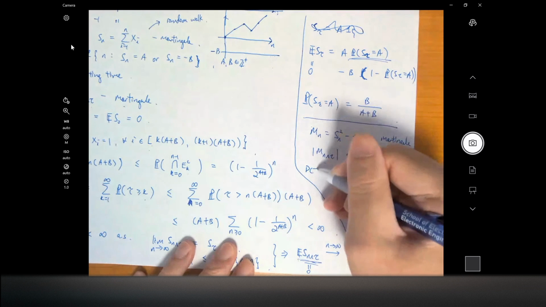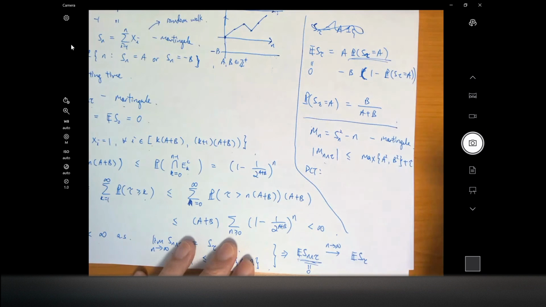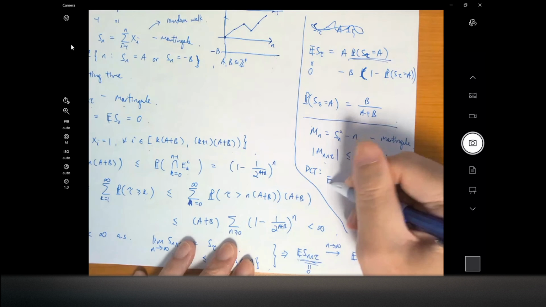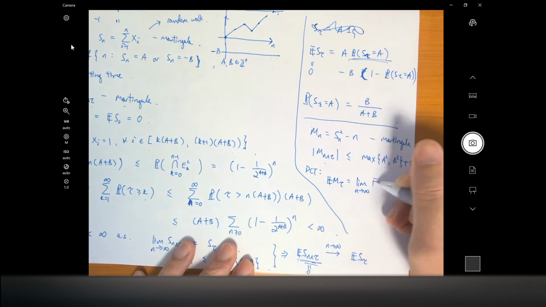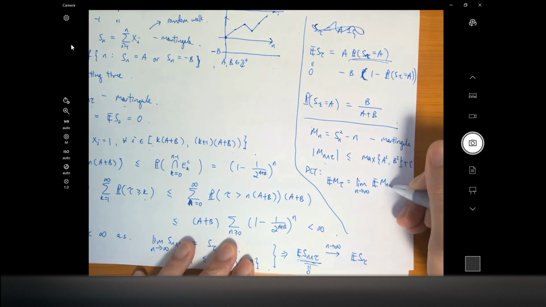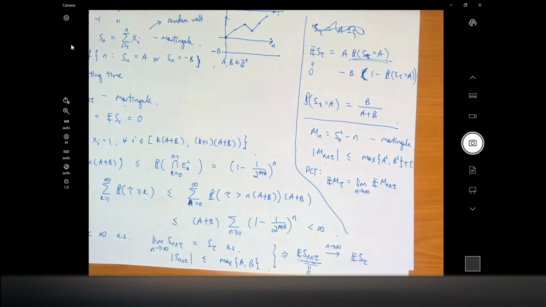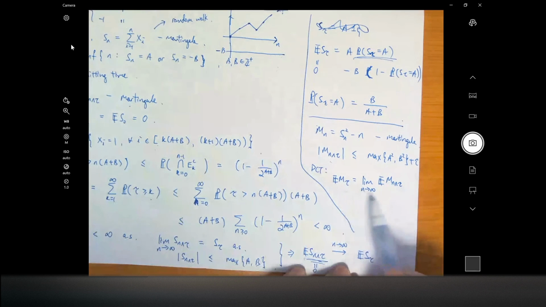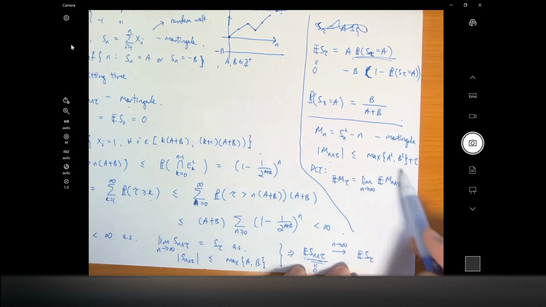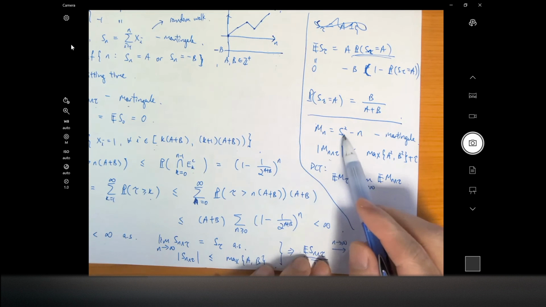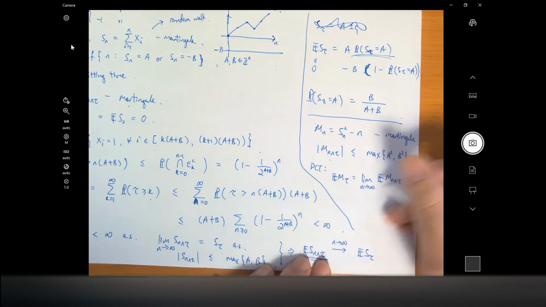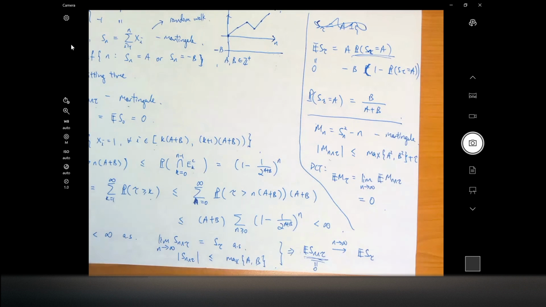So the DCT will now tell me that the expectation of M_tau is basically the limit. So from the DCT, I can get this. But what is this? We saw this is a martingale, so this is nothing but the expectation of M_0. The expectation of M_0 is just S_0 squared minus 0, so that's just equal to 0.